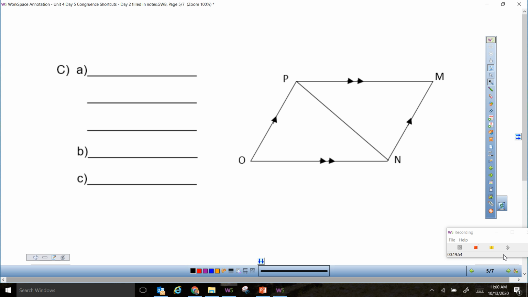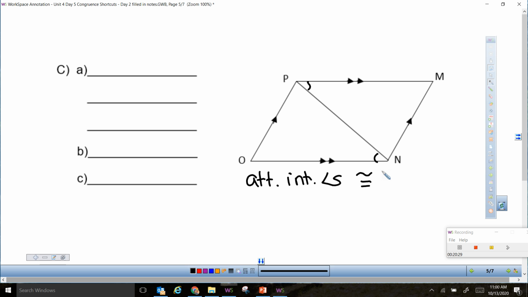Okay, this next one. They don't have anything marked as congruent. But what do these arrows at the top and bottom mean? Those are parallel lines. So if those are parallel lines, then this diagonal is called a transversal. So I can say that this angle and this angle are congruent because why? Those are alternate interior angles. So we can say that alternate interior angles are congruent.